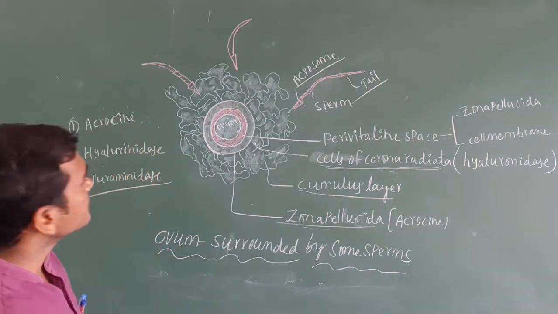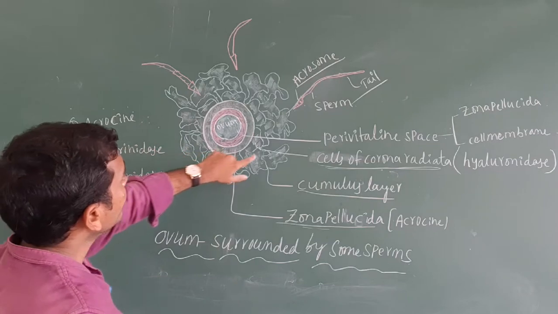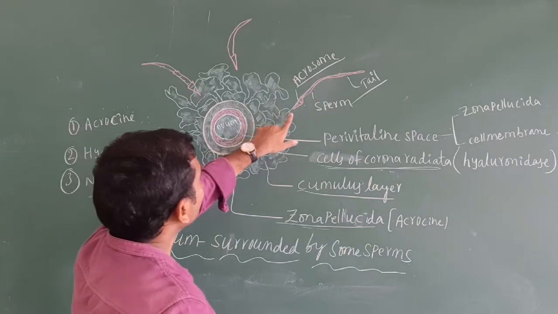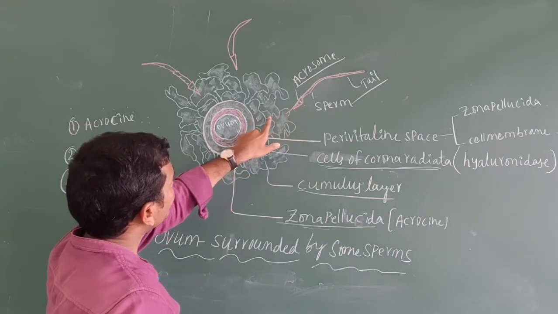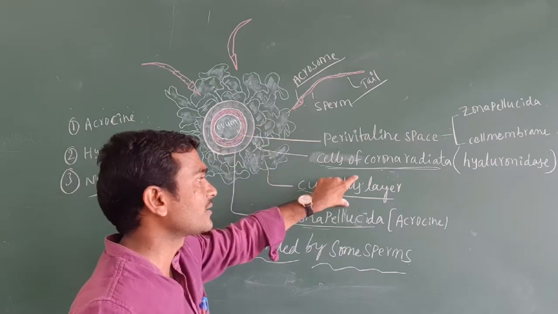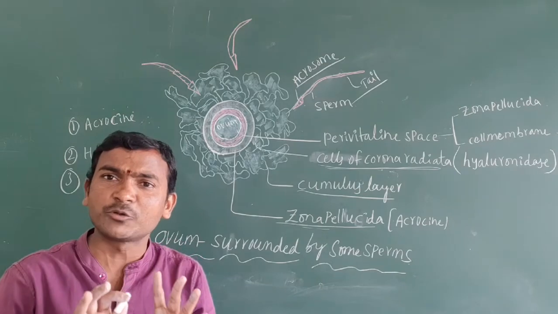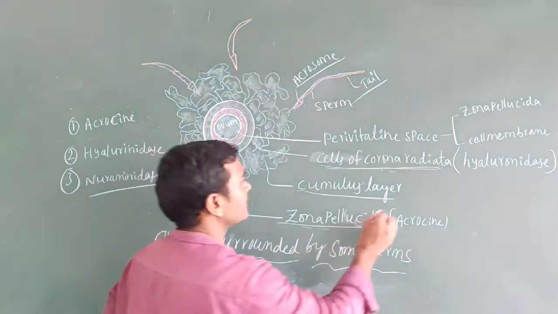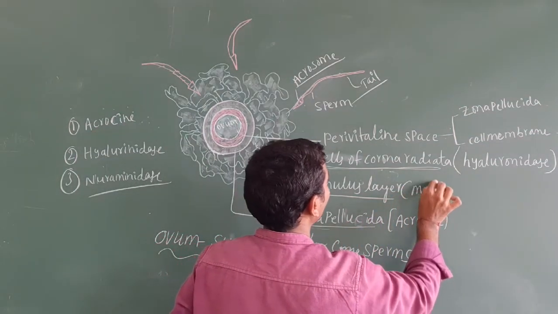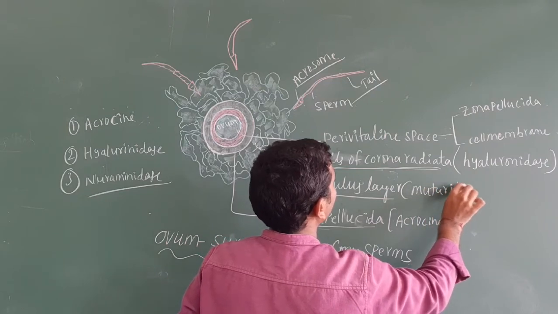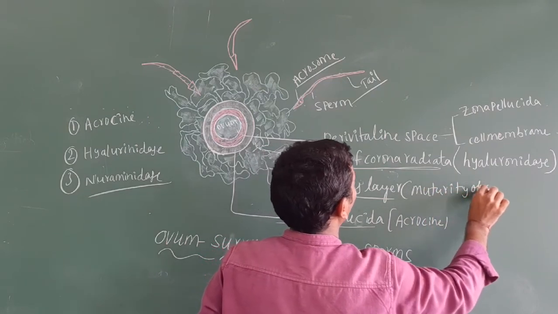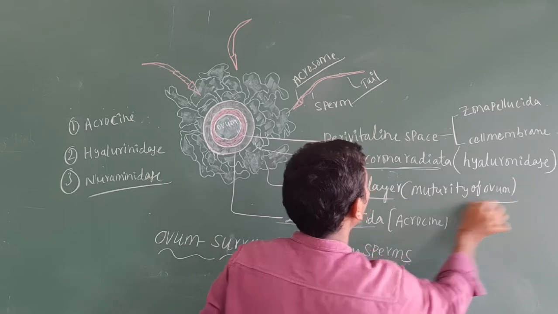See here what happens when the sperm is entering inside. First is the cumulus layer. What is the work of the cumulus layer? It helps in the maturity of the ovum. These are the follicle cells, the follicular cells.